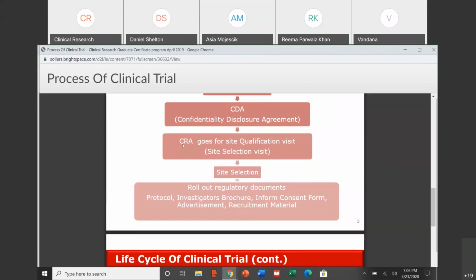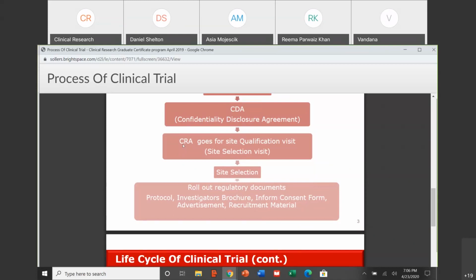And their job is to officially conduct an on-site visit, which is called an on-site qualification visit or on-site site selection visit. Go to the hospital, validate all the responses they gave through those SurveyMonkey lists, take a tour of the facility, and make sure that they have proper resources, equipment, personnel, manpower, and most importantly, patience to conduct these clinical trials.